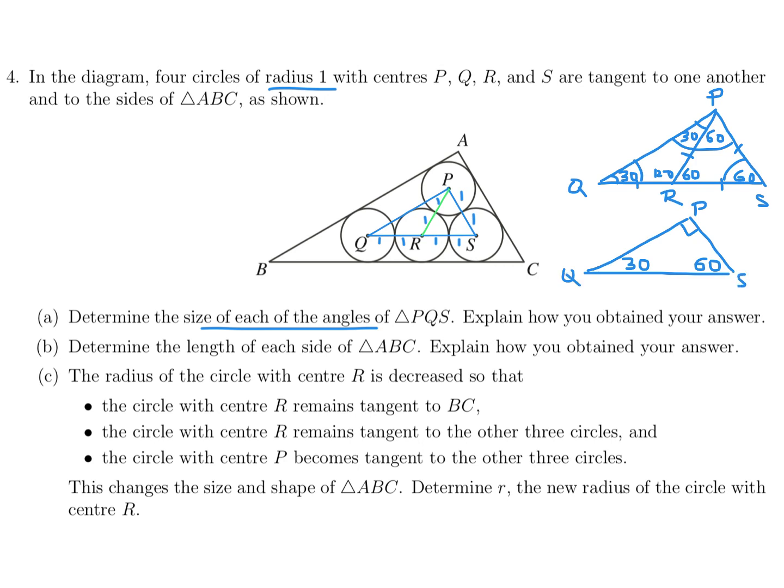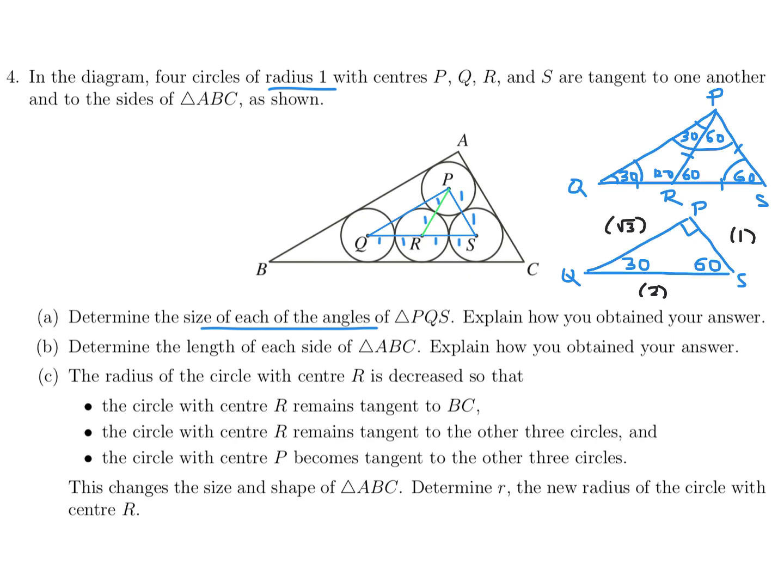Part B, determine the length of each side of ABC. Okay. Well, that's where our fundamental rule comes in, which hopefully you know by now, that in the 30, 60, 90 triangle, the ratio of the sides are 2, 1, and root 3.